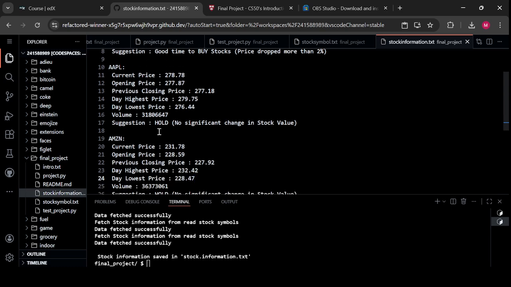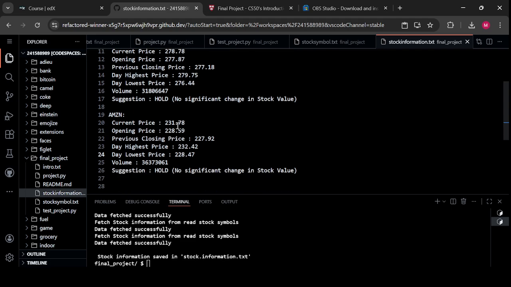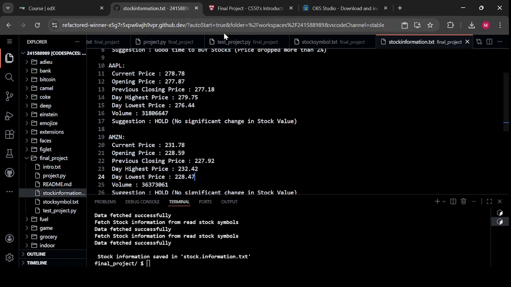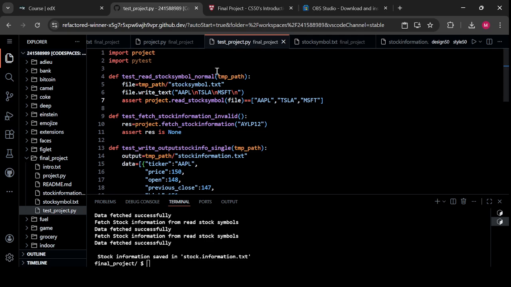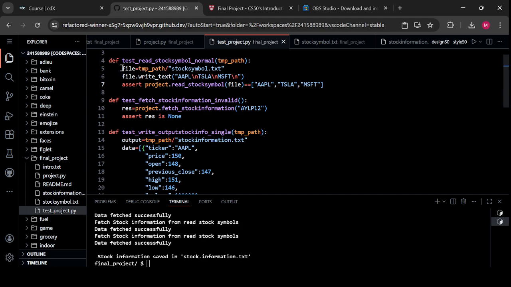Don't take any decisions of buying or selling. For Amazon and Apple, we get the suggestion hold, which means don't take any decisions of buying or selling the stocks. So this is my test case of the main project, which contains the testing of each function.